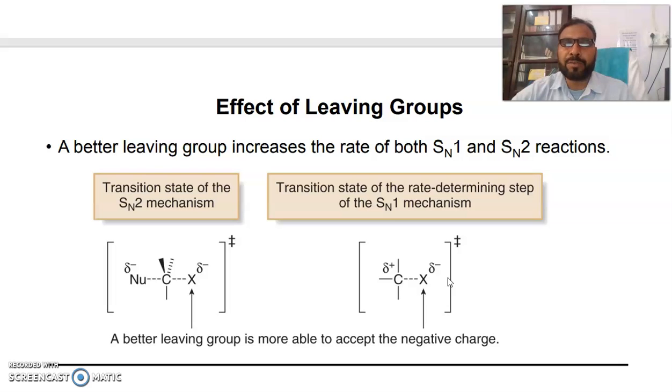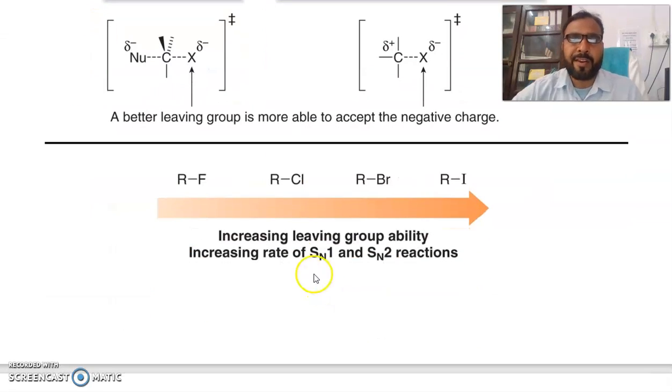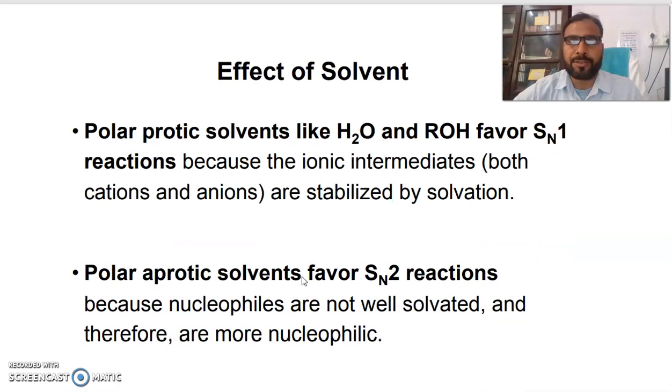A better leaving group increases the rate of both SN1 and SN2 reactions. You can see here the transition state of SN2 mechanism and the transition state of the rate-determining step of SN1 mechanism. So, they are different. A better leaving group is more stable to accept the negative charge. So, this is the order: increasing leaving group stability, increasing the rate of SN1 and SN2 reaction.